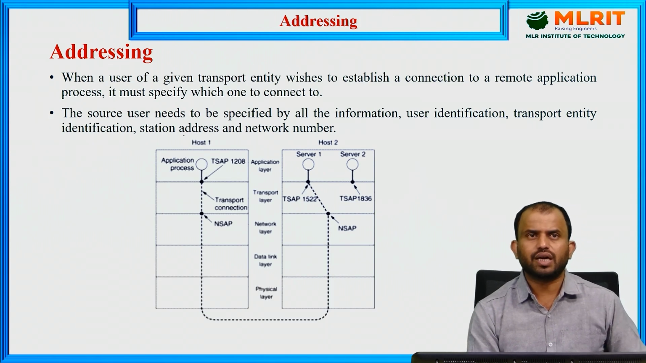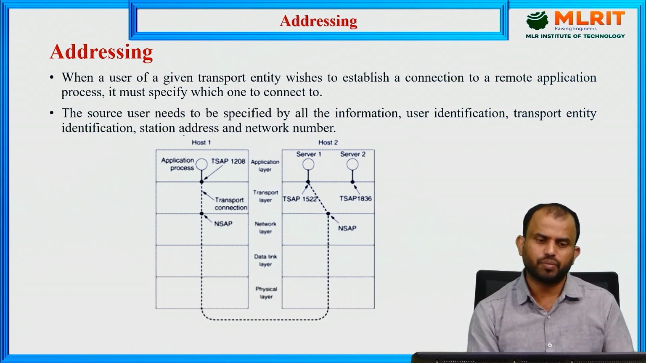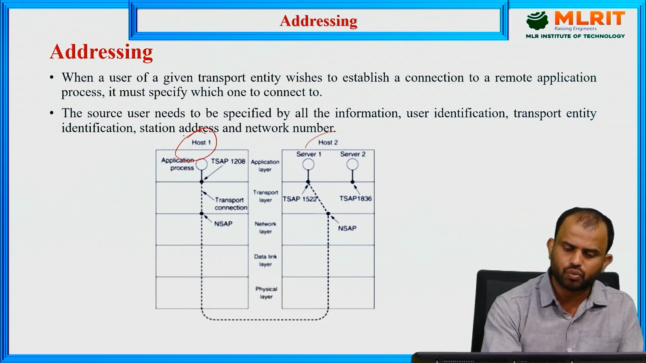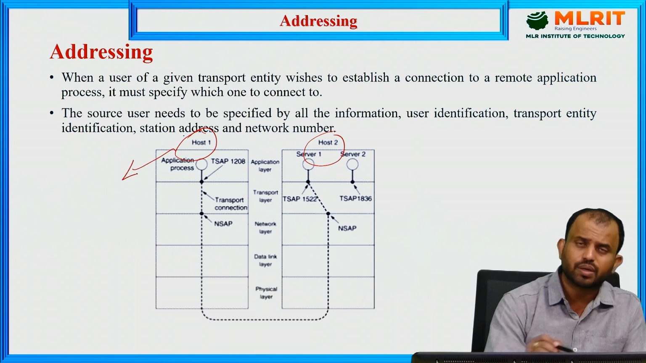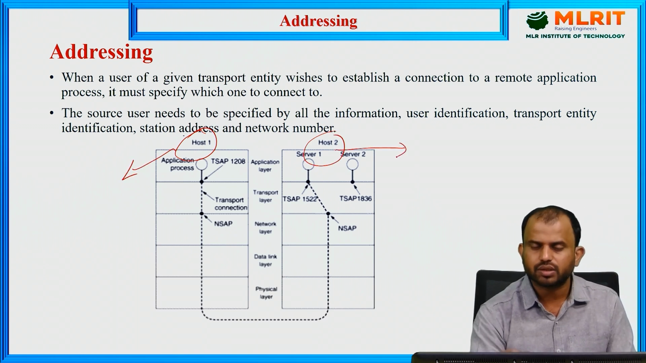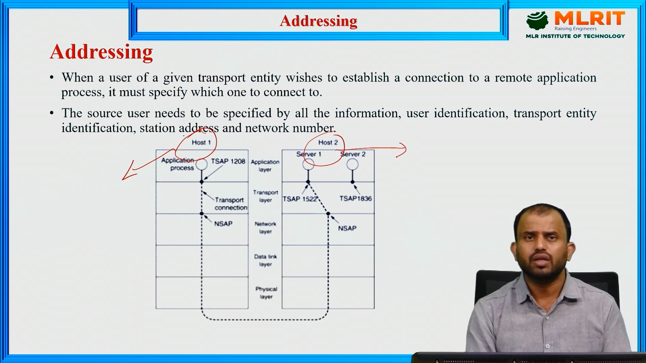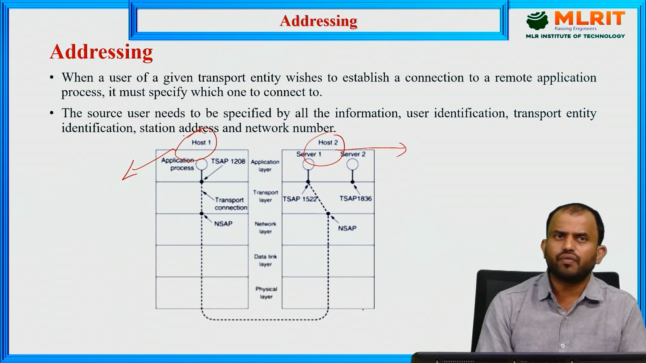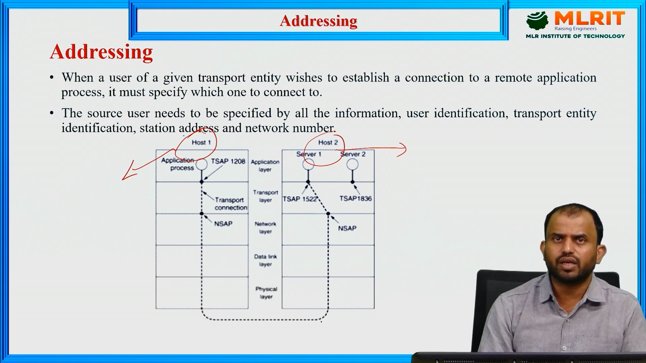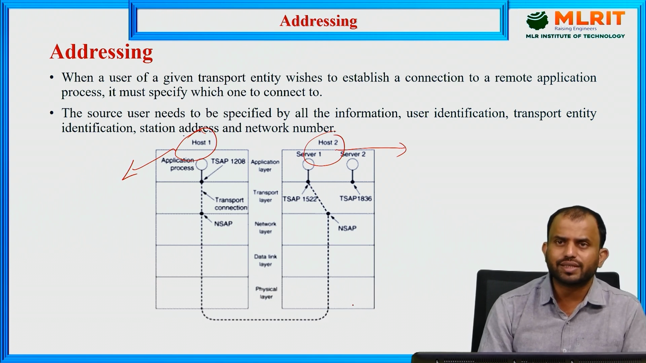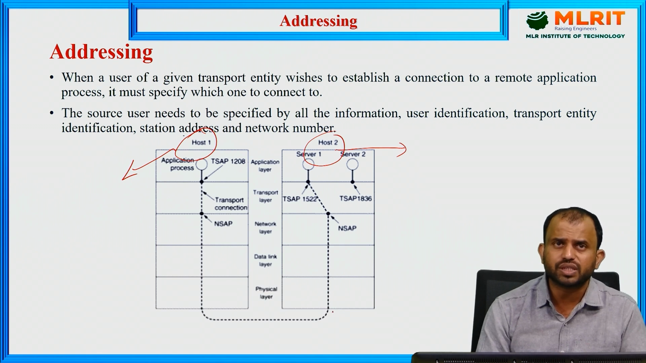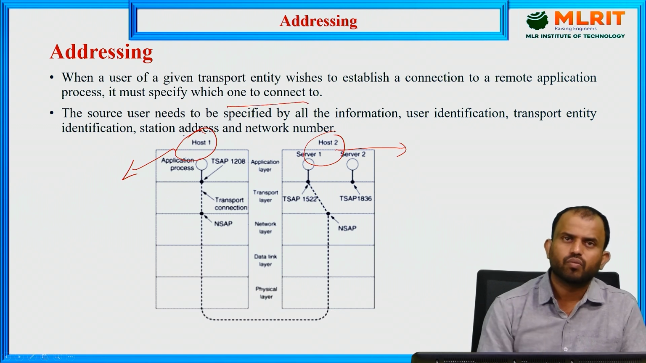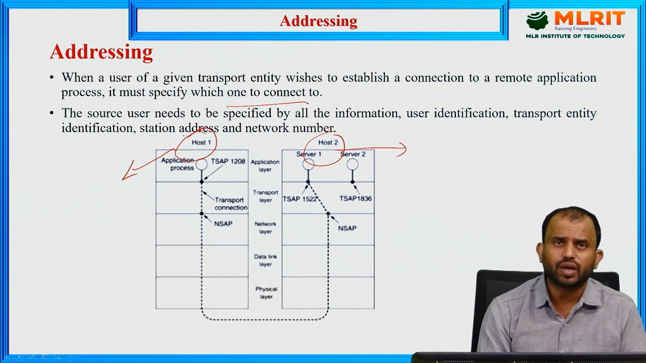So the first one is addressing. What is addressing? For example, this is host 1, and we have host 2. Host 1 has a separate address, and host 2 has a separate address. Even if they are in the same network or in different networks, they must have separate addresses. So for every addressing mechanism, every transport entity has to establish a connection, maybe a virtual connection. So we have to specify one connected to the other. That is the kind of transport entity we have.